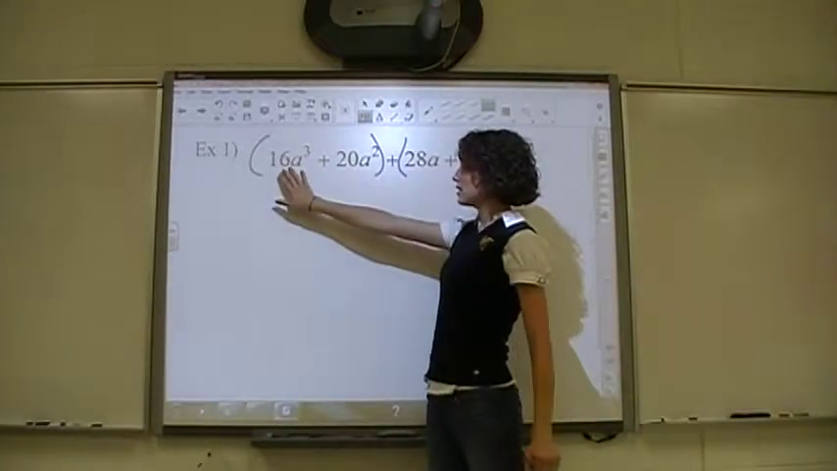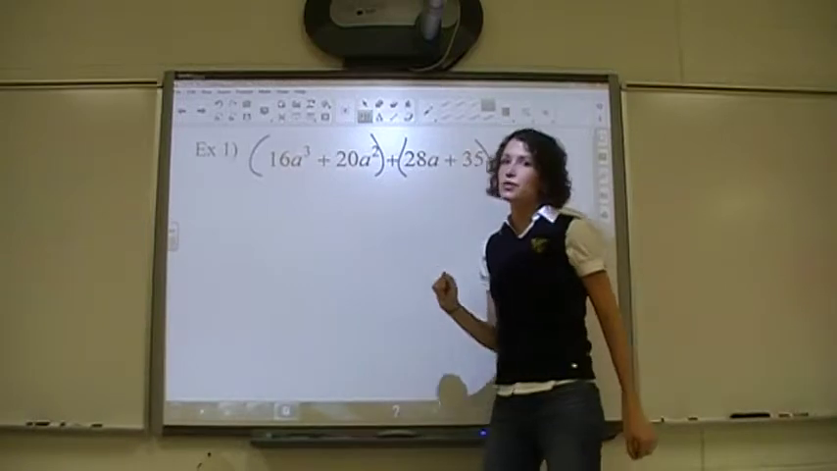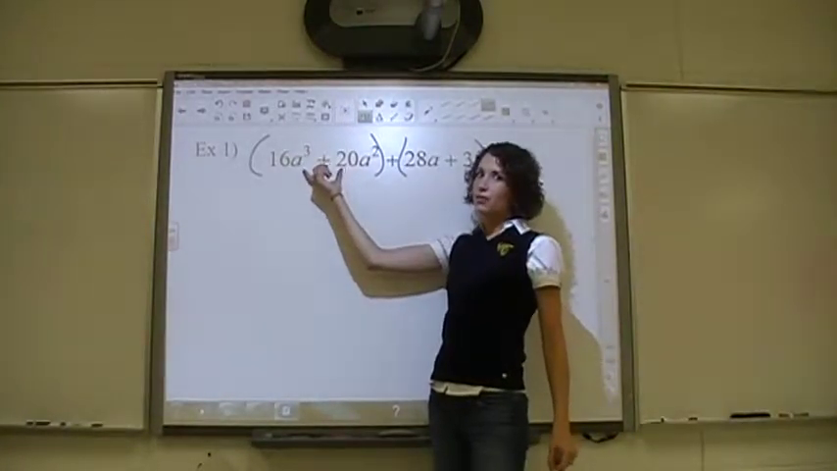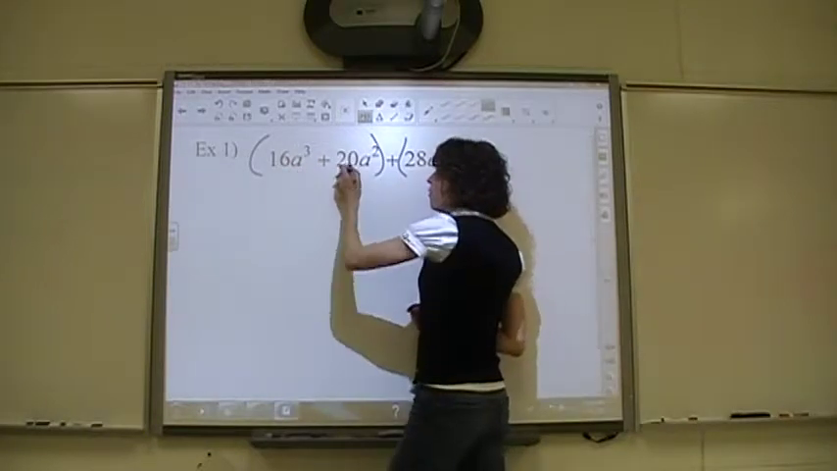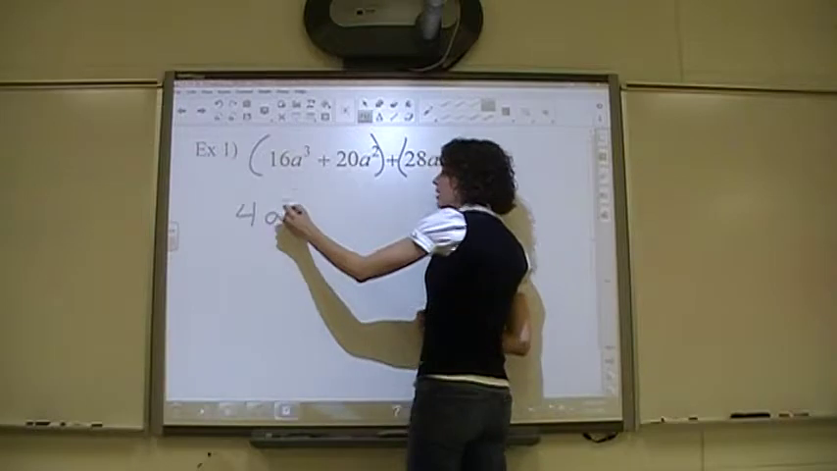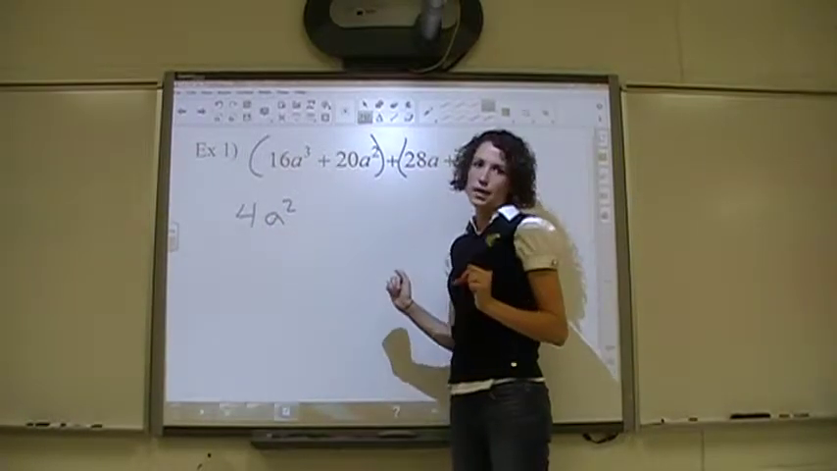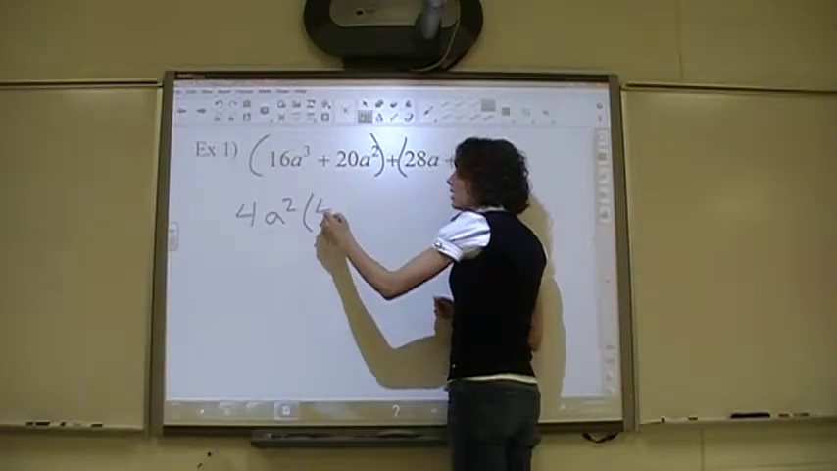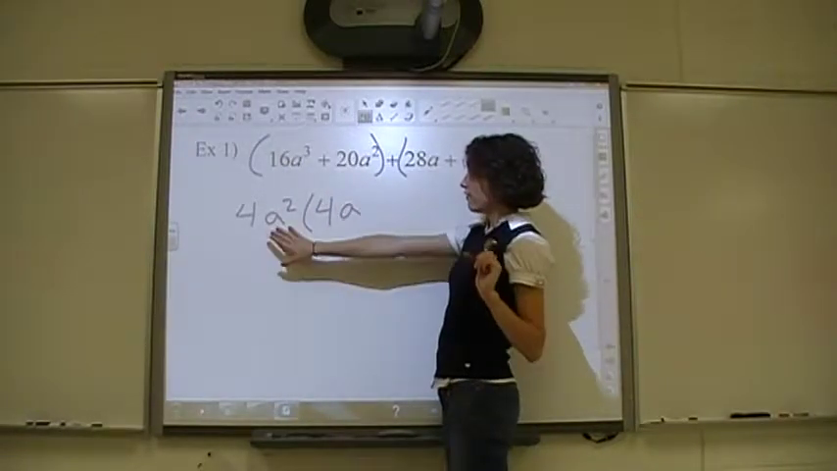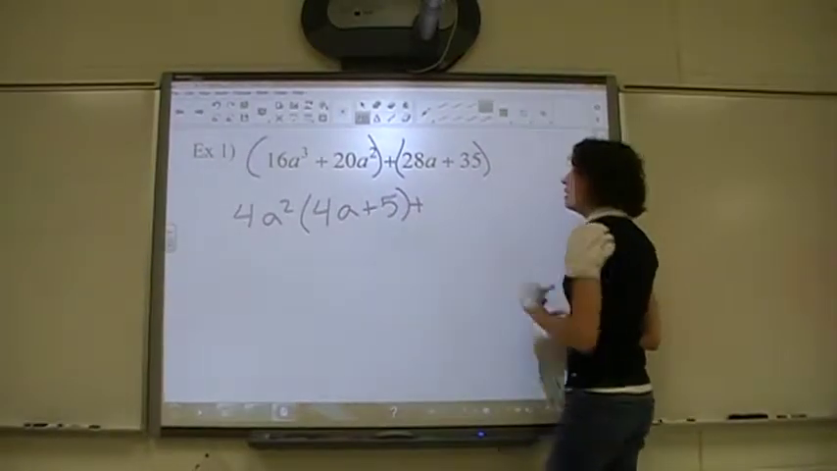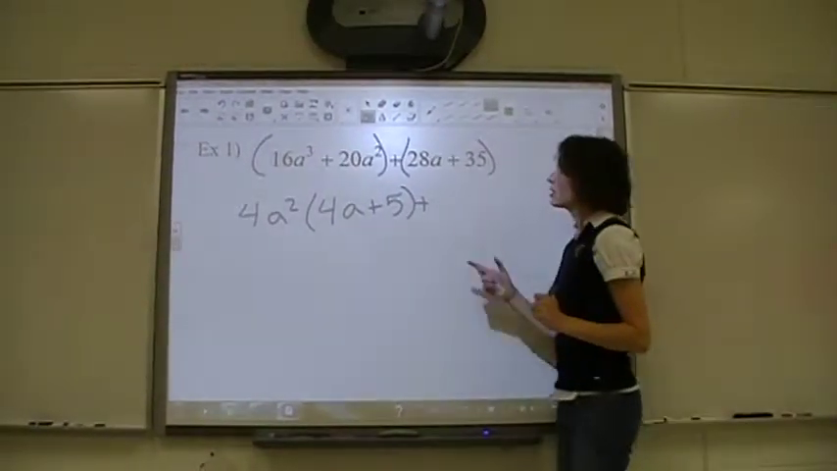Now, you want to look at 16a cubed plus 20a squared. Don't worry about these 2 terms over here, but what can we take out of both of these? You can take out a 4 out of 16 and 20, and you can take an a squared out of a cubed and a squared. So what you have left over, okay, you've got 4a, and then if you take a 4a squared out of 20a squared, you're just left with 5. Now, keep that plus sign in the middle, and let's look at these other 2.